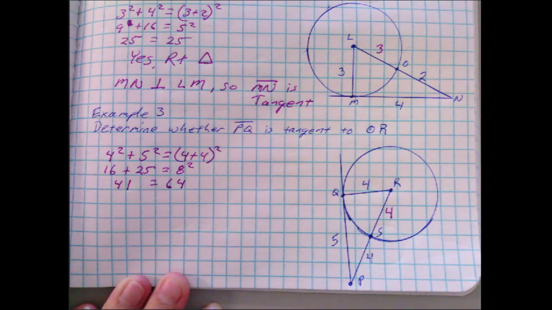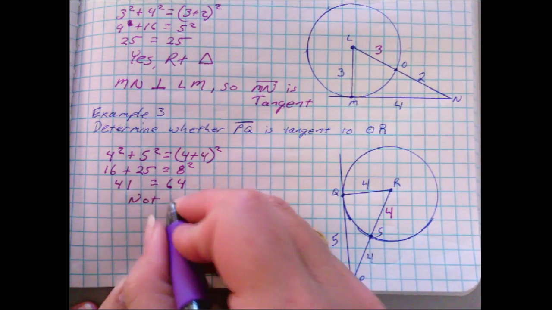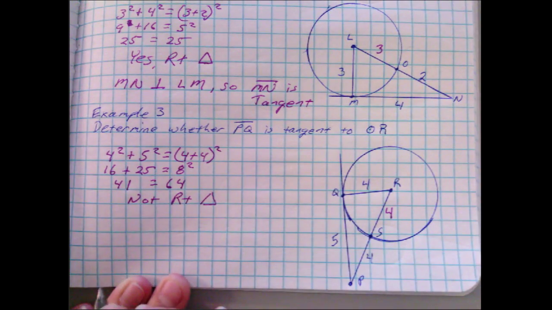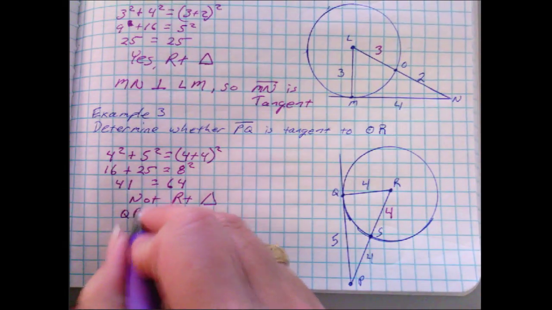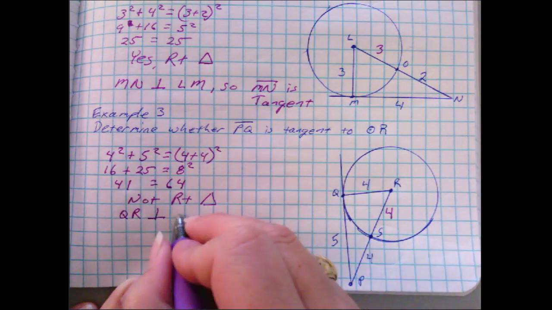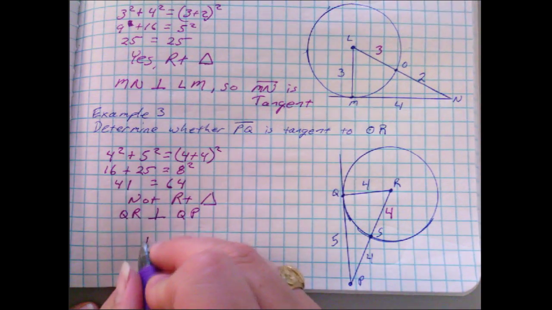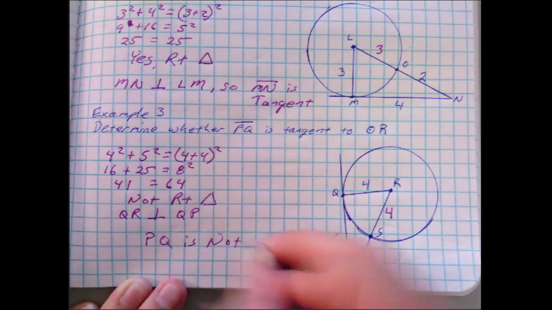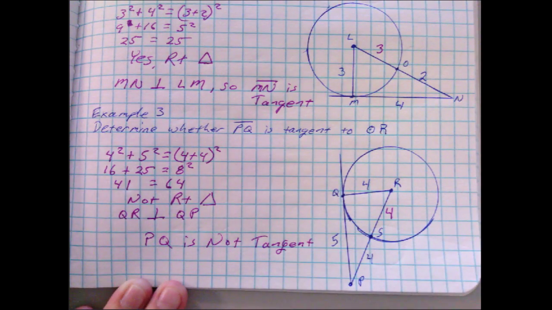Okay, so are those equal to each other? So no, so this is not a right triangle. So then we know that QR is not perpendicular with QP. So then we can say PQ is not tangent.